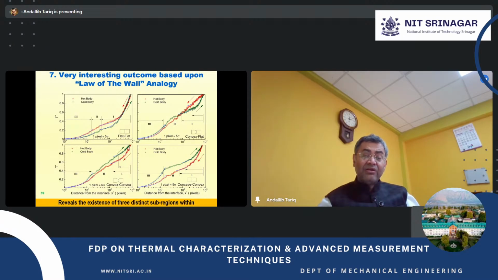One region which is following a linear law. Here again, a linear law. At the interface there is something. So these three different sub-regions we have identified, and we are of the view that there exists a possible analogy with fluid mechanics. Just like in fluid mechanics, we can correlate.